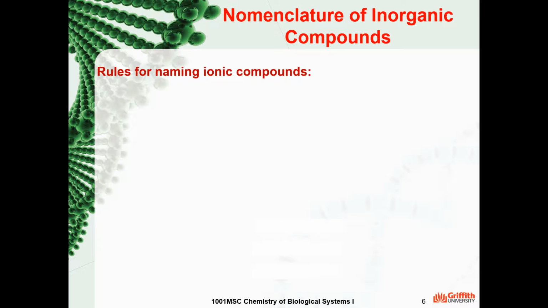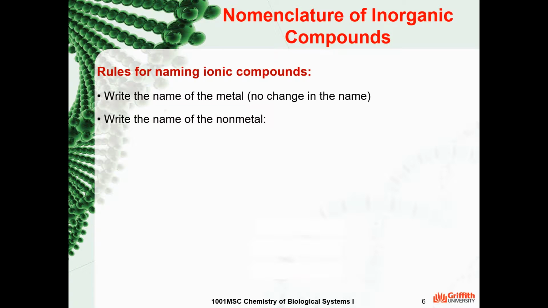To name these compounds, we follow these steps. First, we write the name of the metal element with no change in the name. Then we write the non-metal name. Here we need to change the last part of the element name and add "ide" instead. Let's look at some examples.